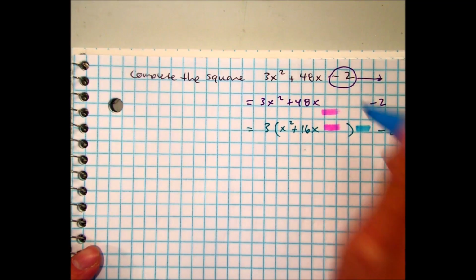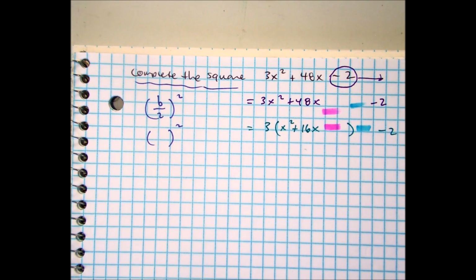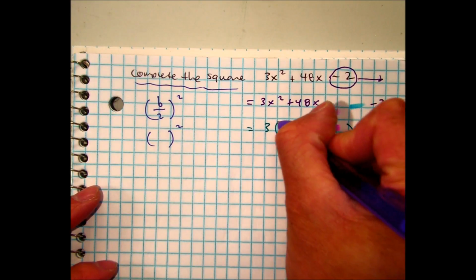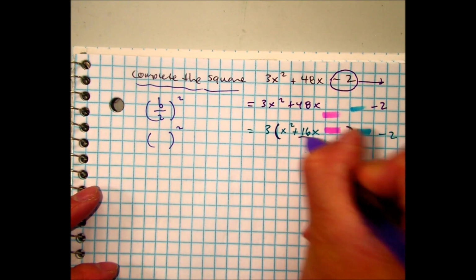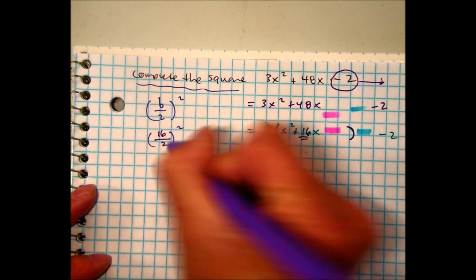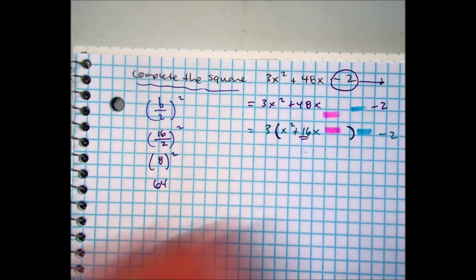Go ahead and find the pink and the blue with your partner, and then we'll go over the problem. Alright, class, what's your b value? 16. So you're looking inside the parentheses. Your b value there is 16. And class, half of that? 8. And 8 squared is? 64. Raise your hand if you got 64.